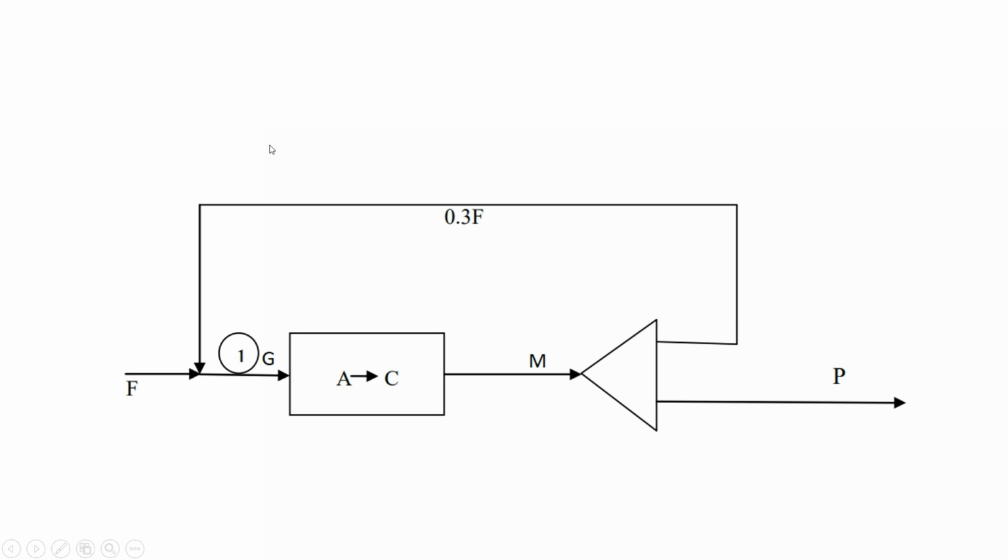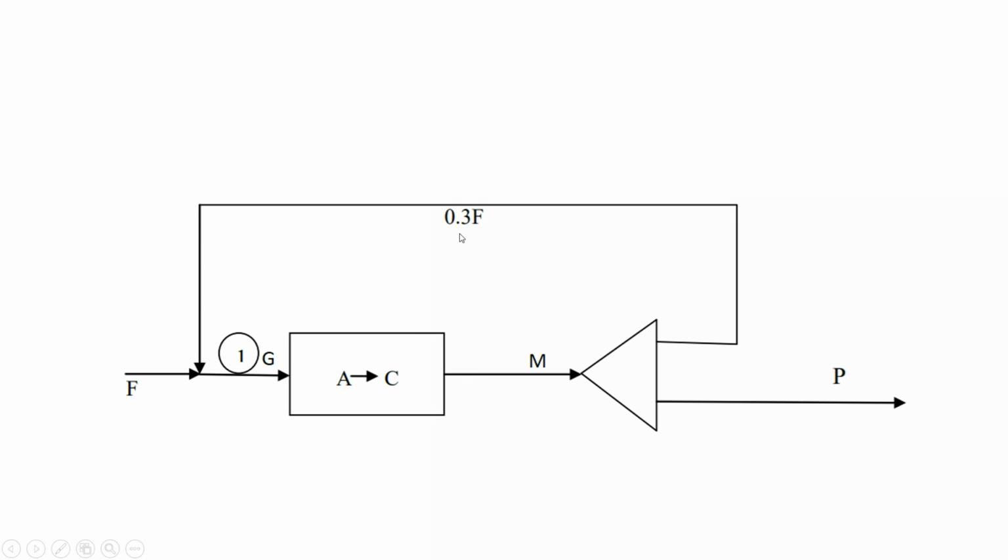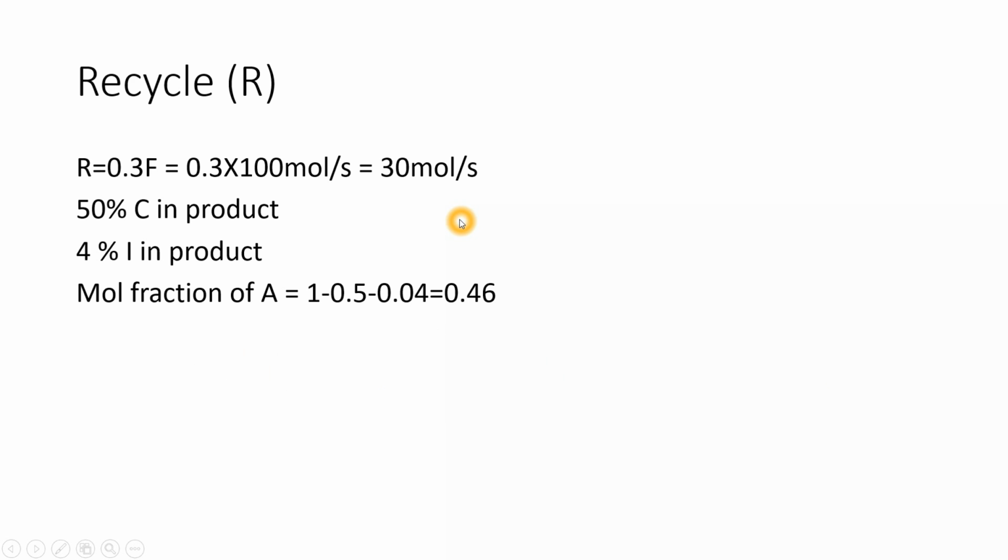Next, you can see I am marking 2 points also, G and M. They have mentioned point 1, and I am mentioning G and M. So now we will see recycle R. They have given recycle R as 0.3 into F. How much feed do we enter? This is 30% of F, so it should be 0.3 into 100. It will be 30 mole per second.